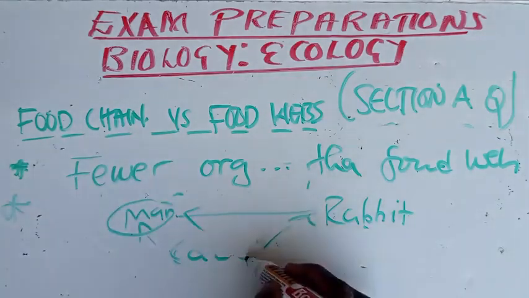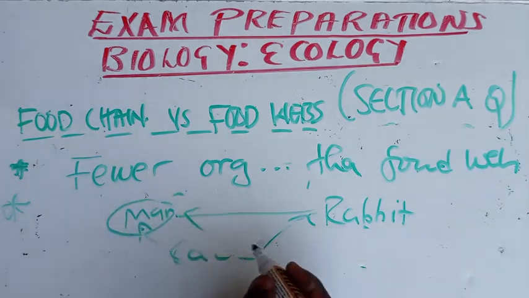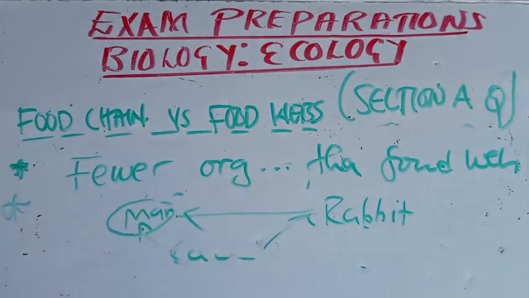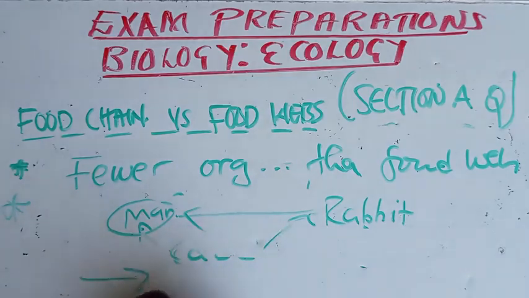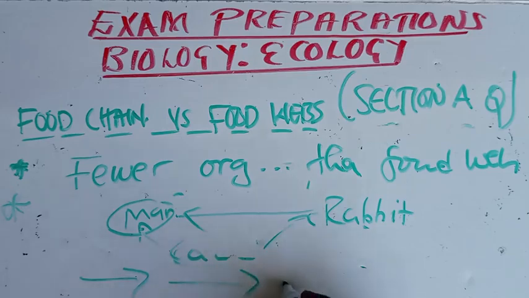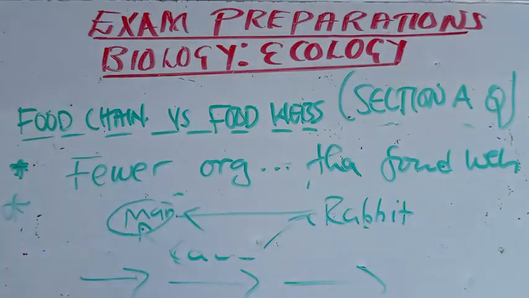If you use this one whereby we come to rabbit and then we come to man, this man is having more than one trophic level. If you use this route, this man has the trophic level of a primary consumer. If you use this route, this man has the trophic level of a secondary consumer. So that is what it means. Whereas in a food chain, each organism only occupies one trophic level, and the main reason is that it is a linear sequence. It is not complicated like a food web. I hope you understand that.